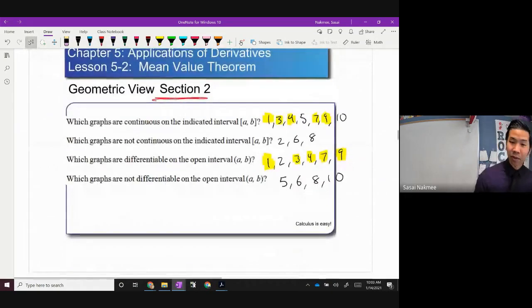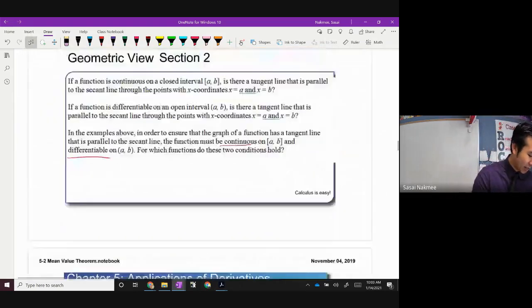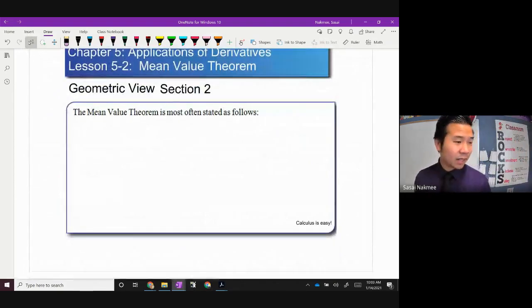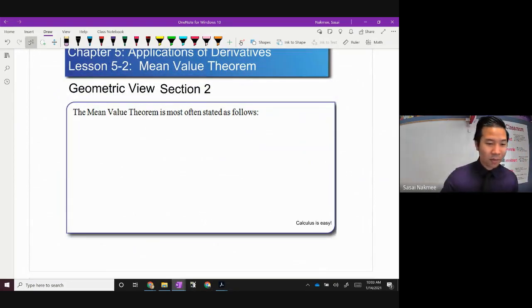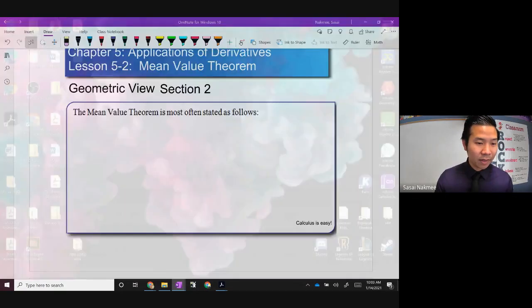And it was, for which functions do these two conditions hold true? It was these functions right here that we have highlighted, right? Numbers 1, 3, 4, 7, and 9. And that's what leads us to this right here, the mean value theorem. This is already in your notes, but I'm going to write it out for this video. If you're writing down your own notes, you might want to write this down.